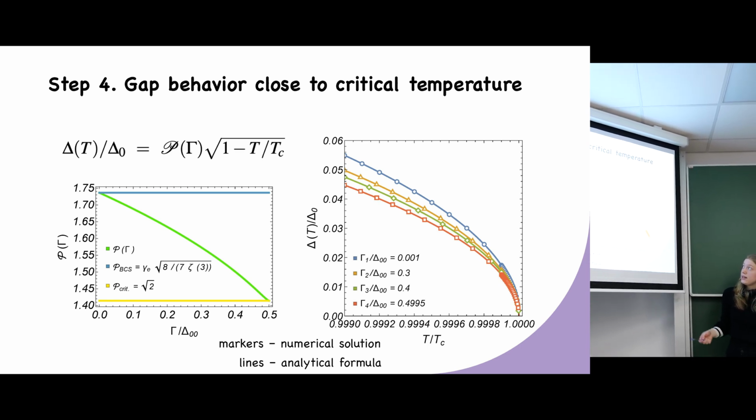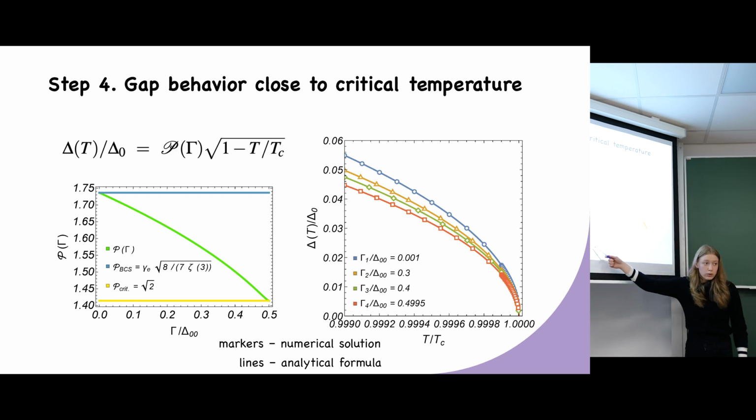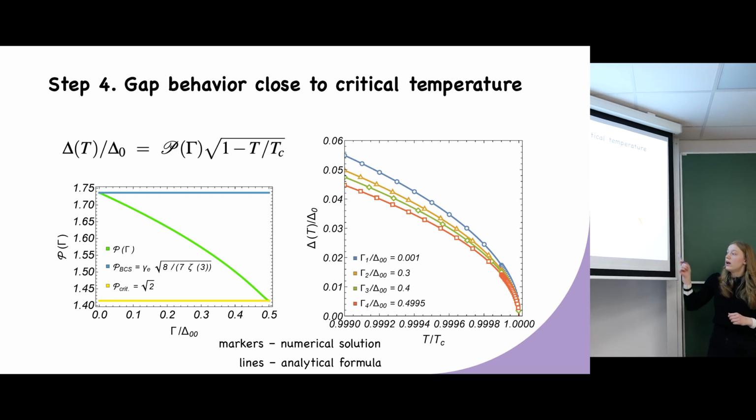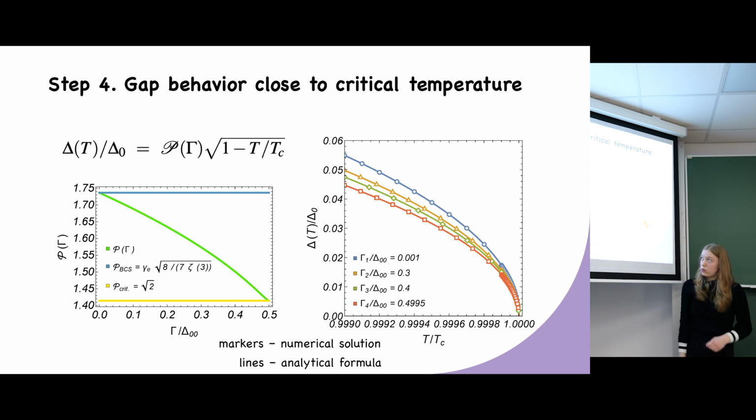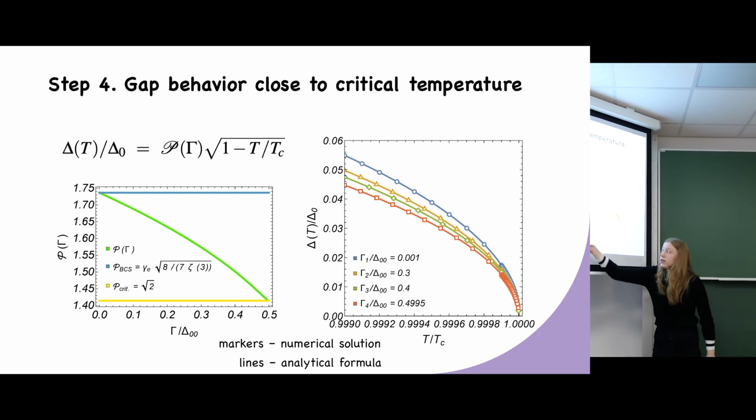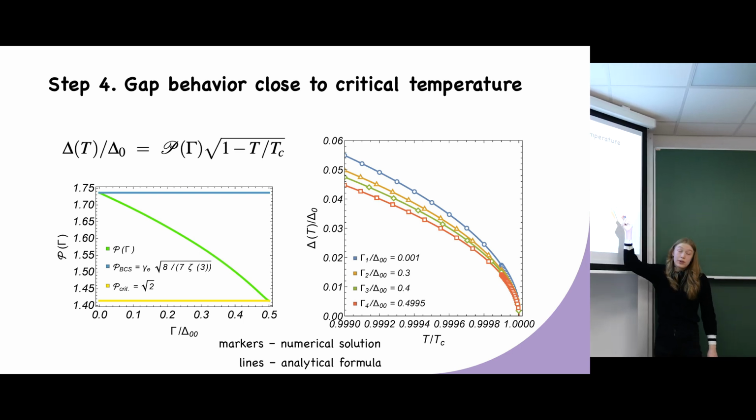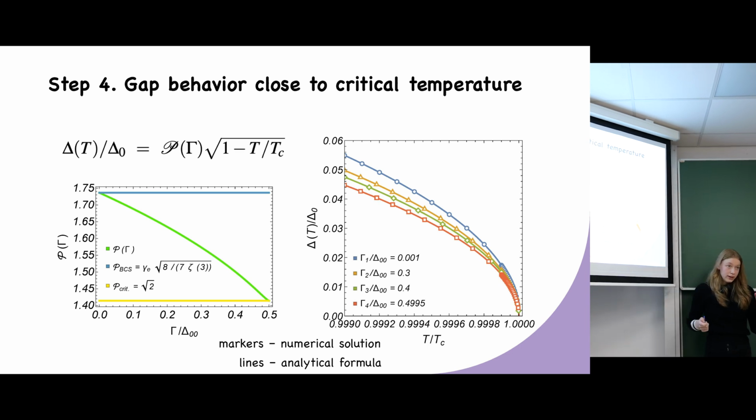The first thing we see is that markers are for the numerical solution of our equation we achieved before, and lines are for the analytical formula. We see that in the vicinity of critical temperature, the agreement is perfect. That is the first thing. And the second thing, with increasing gamma, the slope of the function really flattens. So again, the analysis of the p coefficient allows us to quantitatively say how the gap will behave depending on gamma.